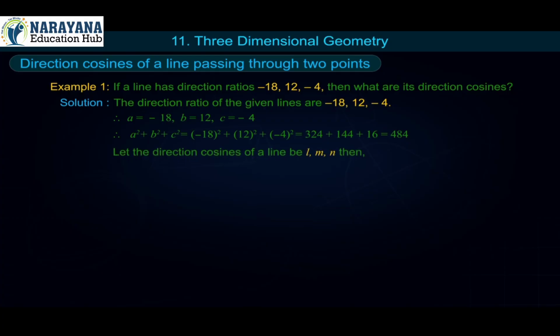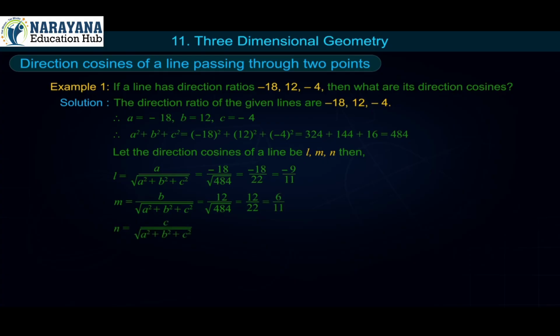Let the direction cosines of the line be l, m, n. Then l is equal to a upon square root of a square plus b square plus c square, which is equal to minus 18 upon square root of 484, which is equal to minus 18 upon 22, which is equal to minus 9 upon 11. m is equal to b upon square root of a square plus b square plus c square, which is equal to 12 upon square root of 484, which is equal to 12 upon 22, which is equal to 6 upon 11.